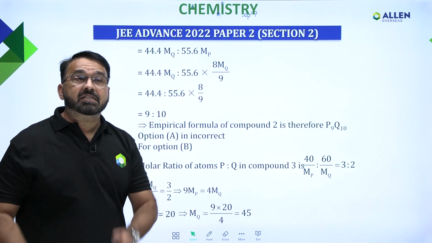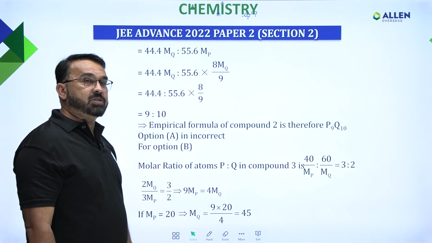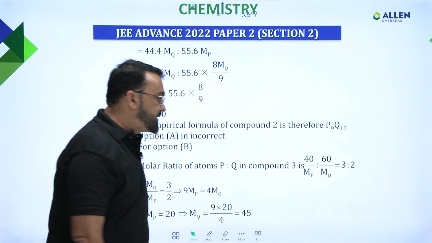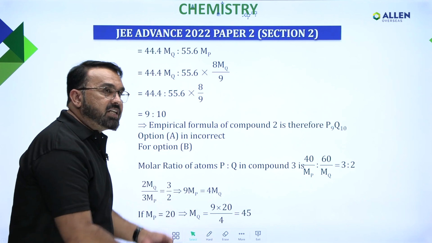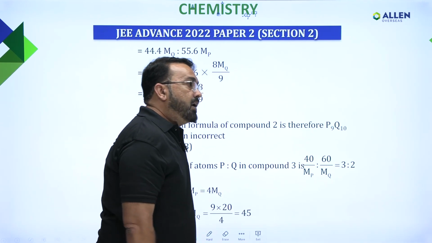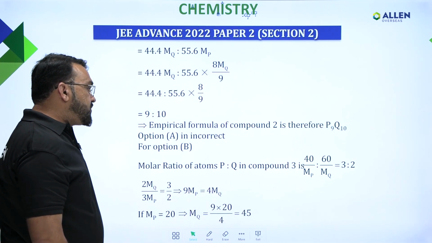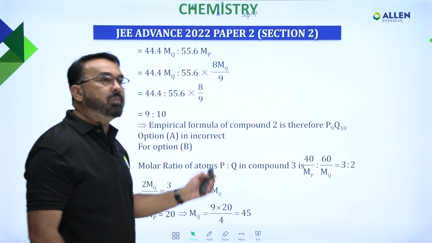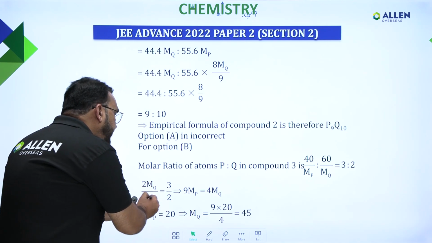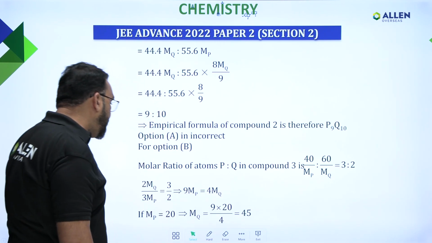We had said that option B is correct. So we'll prove that it is correct by considering the following calculations and explanation. Molar ratio of atoms P is to Q in compound 3 is, divide the percentage composition by their atomic masses. So it is 40 upon MP divided by 60 upon MQ. The molar ratio is 3:2. Right, students? So that 40:60 on simplification becomes 2:3 respectively. So you'll get 2 MQ upon 3 MP is equal to 3 upon 2. Therefore, you'll get 9 MP is equal to 4 MQ.